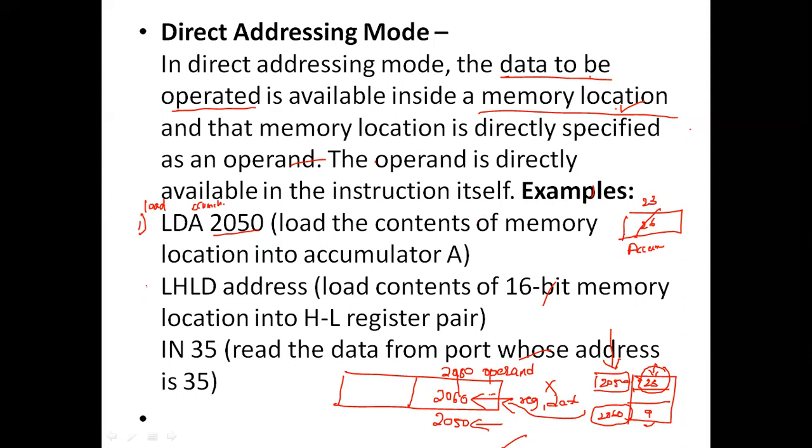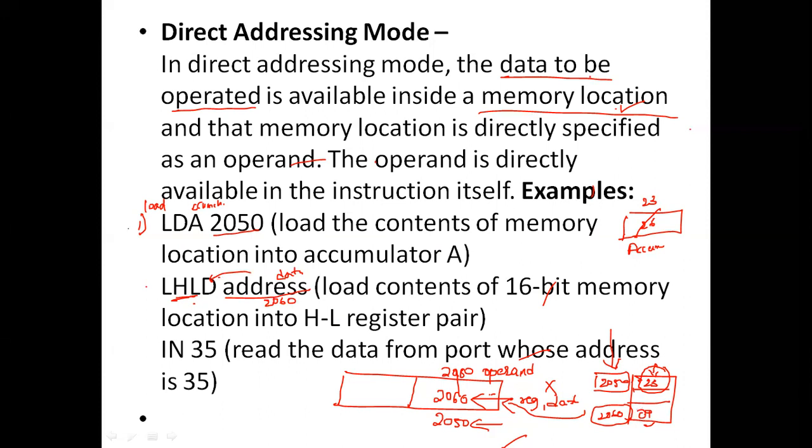Here LHLD address. Load the contents of a 16-bit location into the HL register pair. Whatever address we are specifying, that data is going to be loaded into the HL pair. Load the contents of the 16-bit memory into the HL pair. Suppose I have given LHLD 2060, at 2060 we are going to have 9.